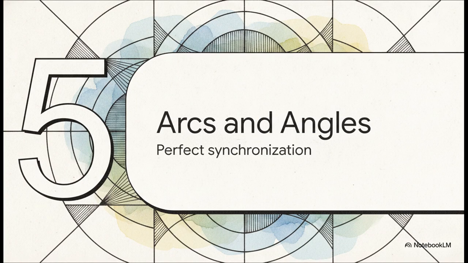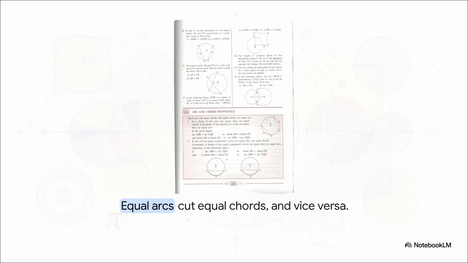And finally, Section 5, Arcs and Angles. Check out the beautiful symmetry we've got going on here. The rule is super simple but honestly profound. Equal arcs cut equal chords, and equal chords cut equal arcs. So the big takeaway is, if you take 2 chords of the exact same length and place them anywhere inside that circle, they will rigidly carve out the exact same arc lengths along the outer edge. They are permanently locked in proportion.